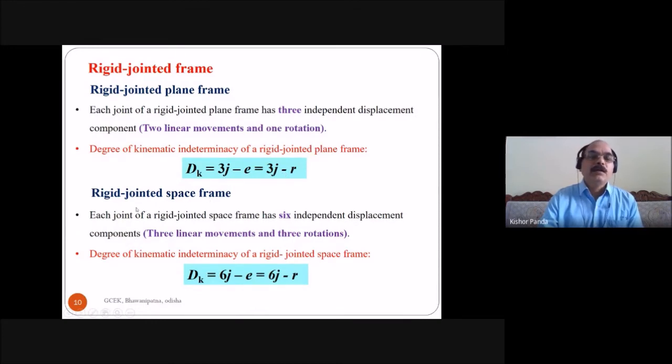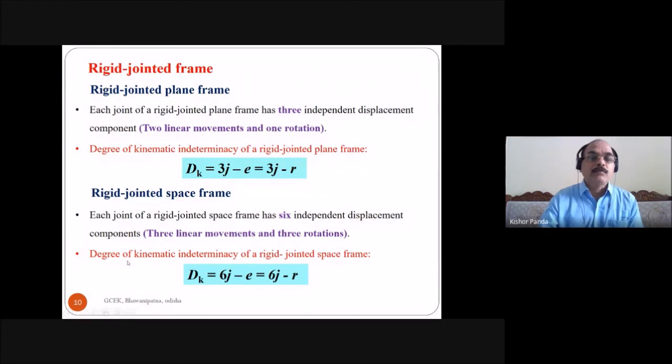Similarly, you can find out rigid jointed space frame. Each joint of a rigid jointed space frame has 6 independent displacement components. 6 independent here: 3 linear movement, means 3 translation displacement, and 3 rotational displacement. Total number of displacement at each joint is equal to 6.